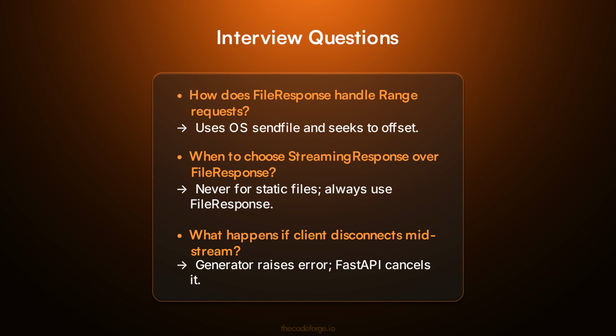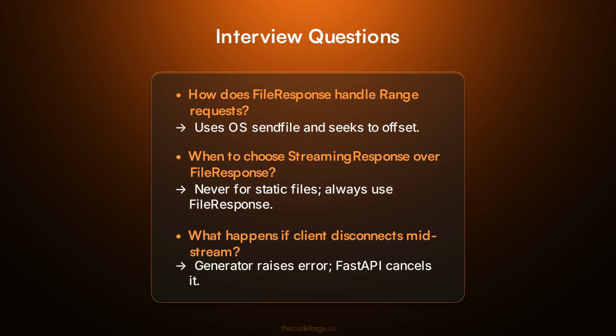Let's run through some common interview questions. How does FileResponse handle range requests? Uses OS sendfile and seeks to offset. When to choose StreamingResponse over FileResponse? Never for static files, always use FileResponse. What happens if the client disconnects midstream? Generator raises error. FastAPI cancels it.